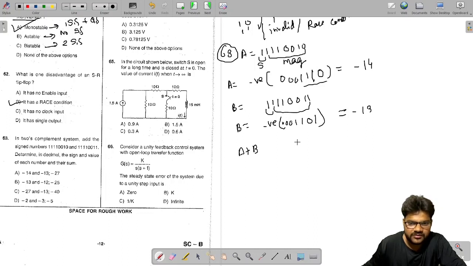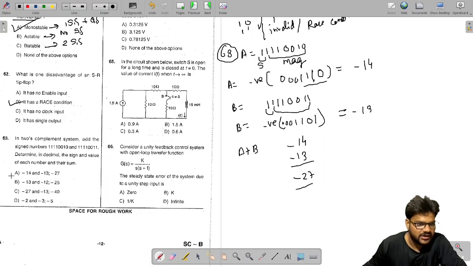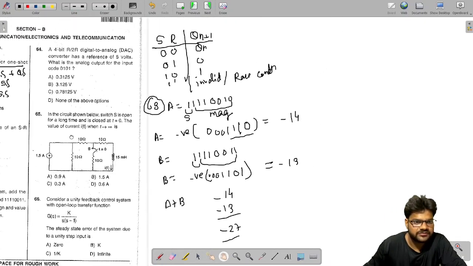So A plus B is minus 14 and minus 13, which becomes minus 27. So the correct option is minus 14, minus 13 and minus 27. This was the solution of question number 63. Now let us see question number 64.